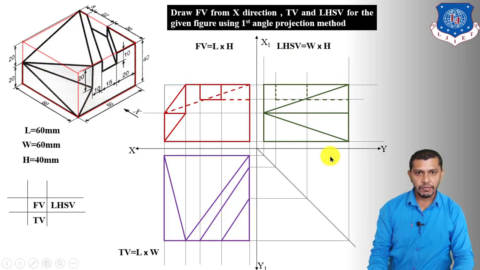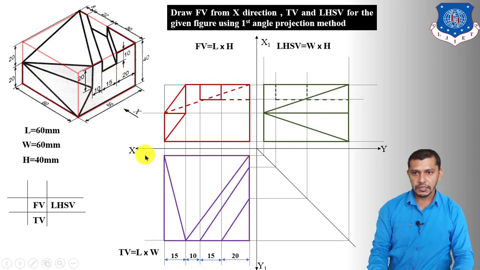So this will be our final left hand side view, and at the end we have to give the dimensions by using the aligned system or unidirectional system of dimensioning. Here we are going to use the aligned system of dimensioning to give the dimensions starting from here. So this length is 15 mm, then 10 mm, 15 mm, 20 mm. So this is 10, 15, 20.